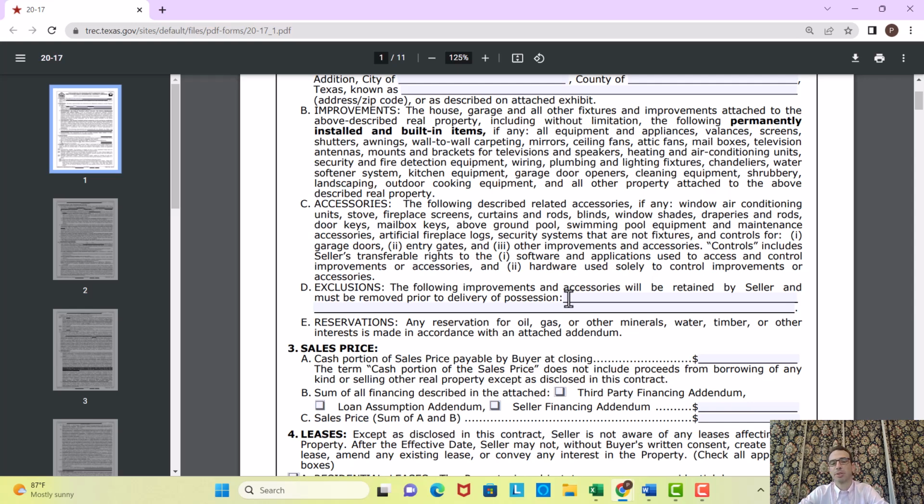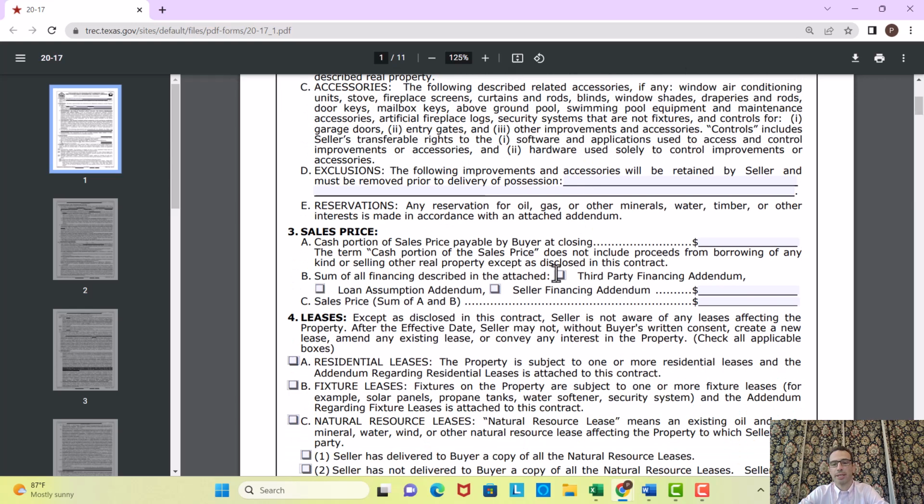So if the seller wants to take a chandelier, and that's obviously connected, bolted down, screwed into the ceiling, the seller needs to explicitly list the chandelier as an exclusion. Otherwise, the buyer is going to be entitled to the chandelier as part of the real estate price or the real estate transaction.